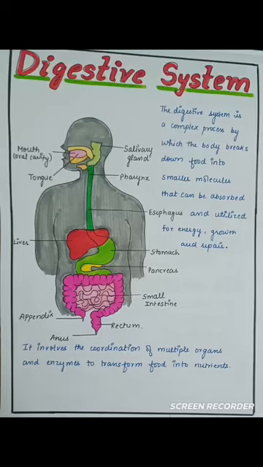So here is a diagram of the digestive system in which we can see that many organs are involved in this function. The organs that are involved are mouth, tongue, liver, salivary glands, pharynx, esophagus, stomach, pancreas, small intestine, appendix, rectum, and anus. So what is the digestive system?